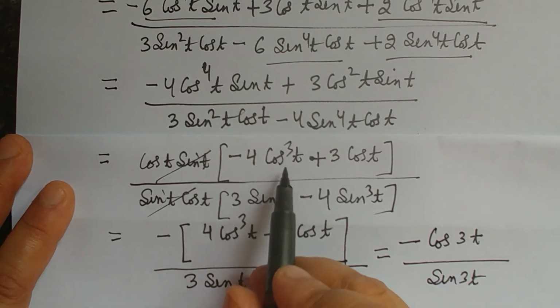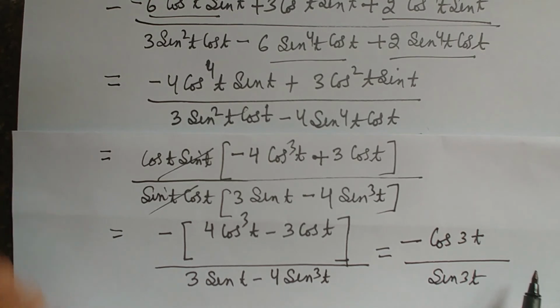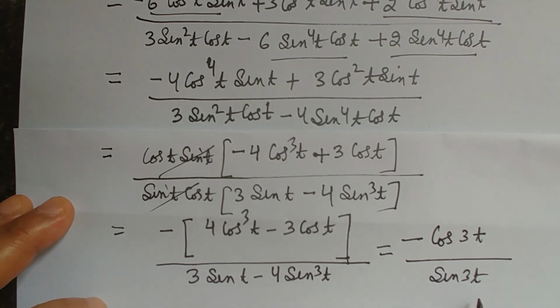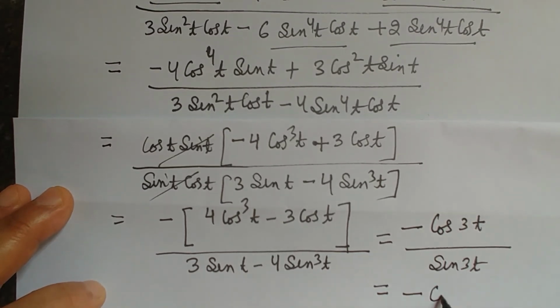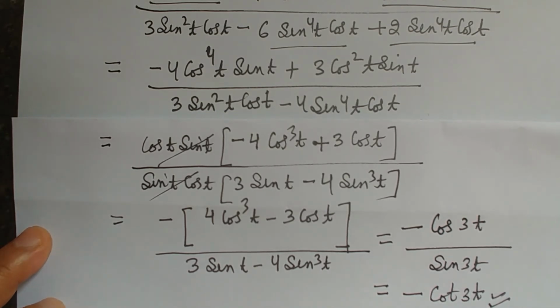Okay, I have to take the negative sign common to express it in the form of 4 cos cube t minus 3 cos t, and the denominator is already the direct formula for sin 3t. So it becomes minus cot 3t, which is the required derivative of this question.